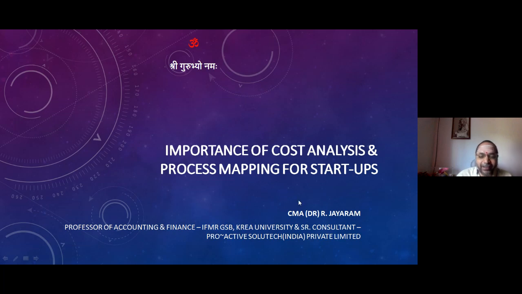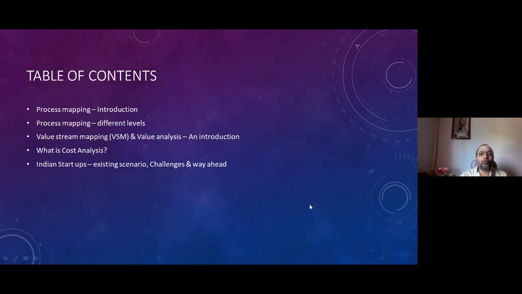I take the liberty at the beginning itself to extend the scope a bit more. Though they have mentioned the term process mapping, I would like to get into value stream mapping and value analysis. I think that would be more appropriate. So with due permission from our MSME board, chairman and Chittu sir, I would like to extend the scope to value stream mapping and cost analysis instead of just process mapping. Why? Reasons I will share shortly.